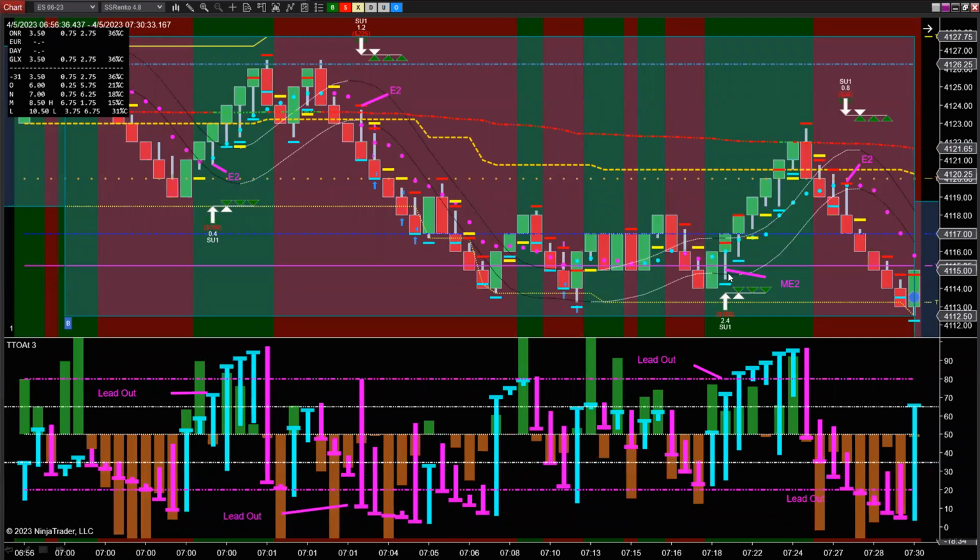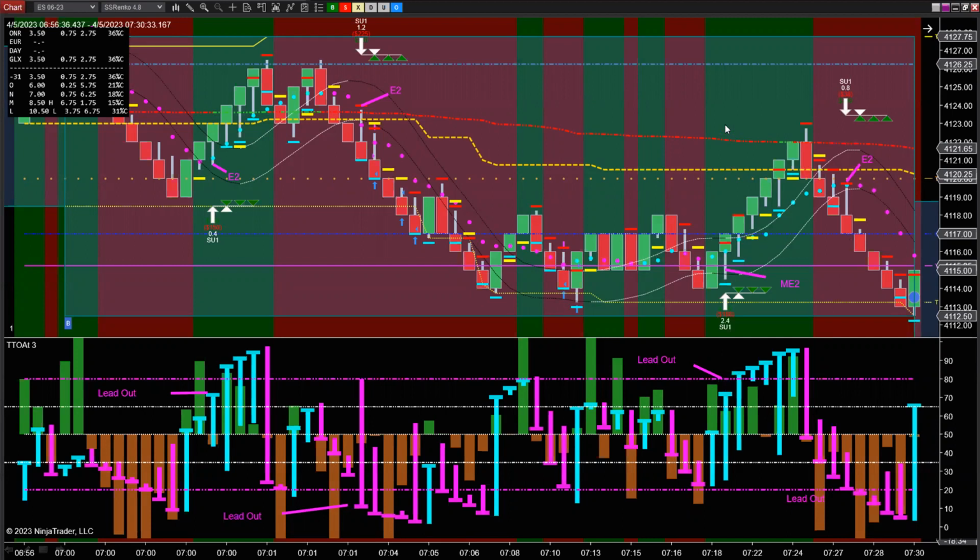And then over here towards the right, you get a Me2 right there, and the Trap Trader Oscillator is leading out in a new territory. And then the E2 over on the right side of the chart, and the Trap Trader Oscillator is leading out in a new territory. It's just as simple, guys.